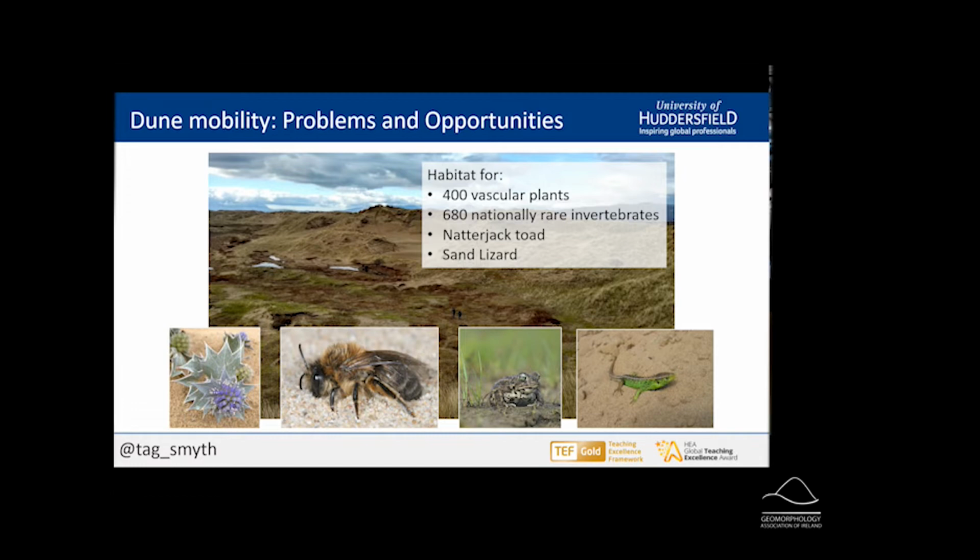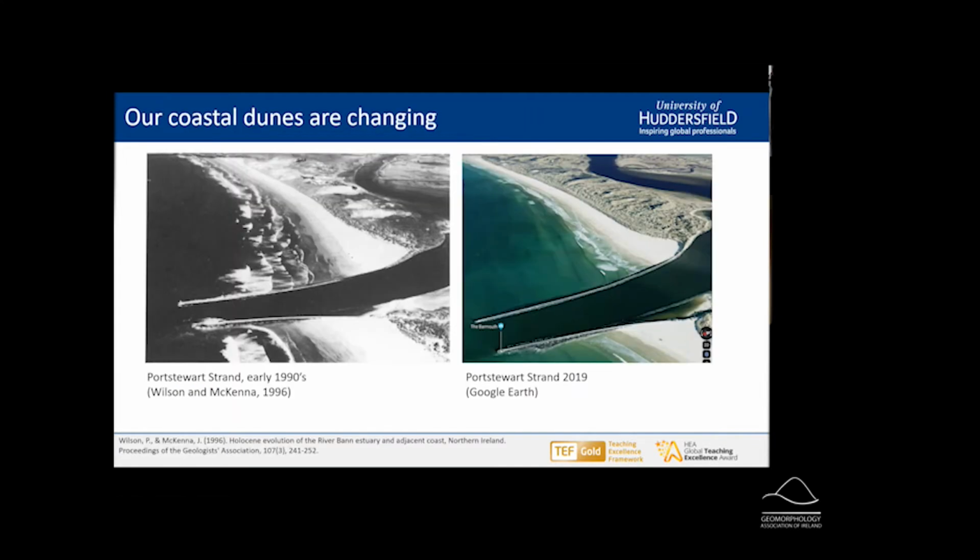So we have in particular 400 vascular plants here in the UK, such as the sea holly that we're looking at there, and 680 nationally rare invertebrates such as mining bees. If you're ever in these sand dunes and look at the erosional walls, you might see lots of little holes. That's where our solitary bees are mining and living. Then you can see natterjack toad amphibians as well. I know they're on the Maharees Peninsula too. And then we'll see sand lizards present in these environments, and they need those areas of bare sand as well as the vegetation to exist and live.